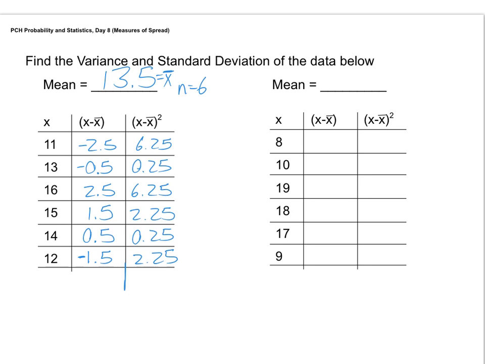Can you say that one more time? These are the squared differences from the original mean, and now we're taking the mean of these. So these add up to 17 and a half, right? So guess what? Our variance is going to be 17.5 divided by 6.